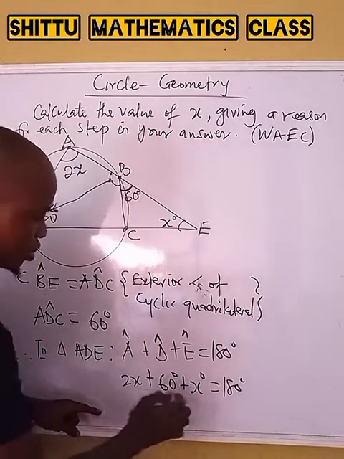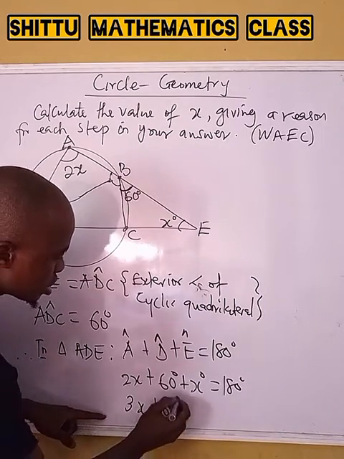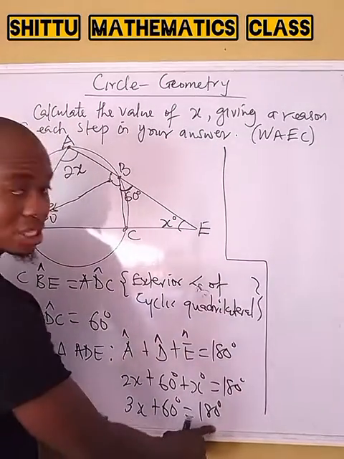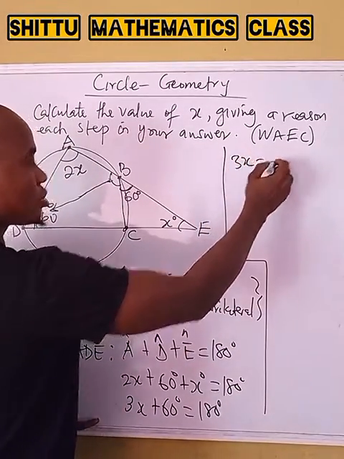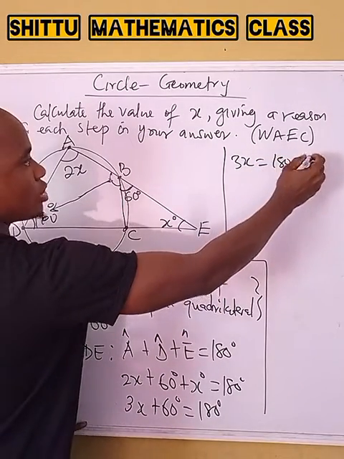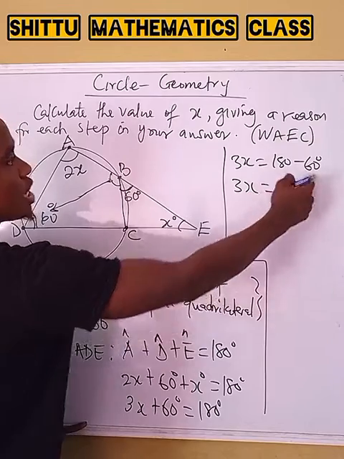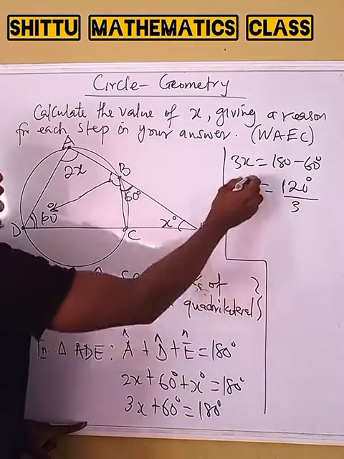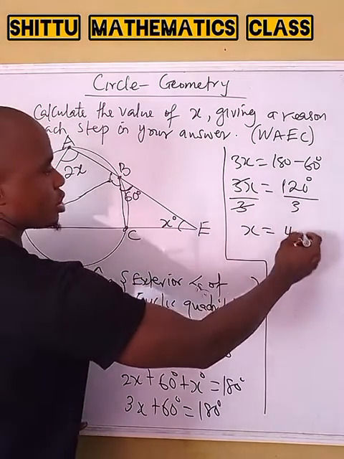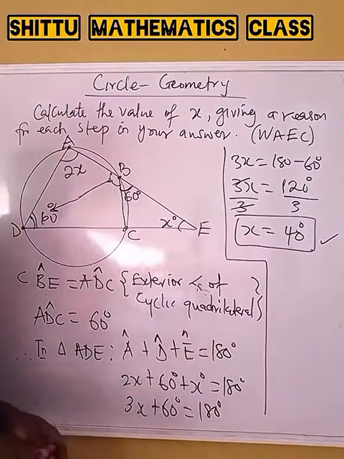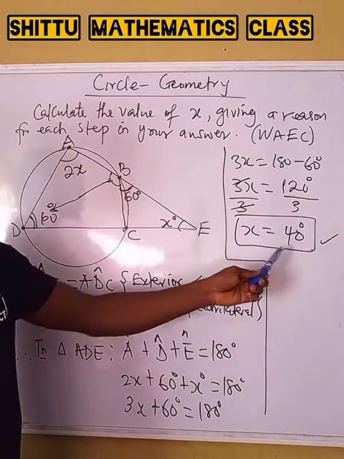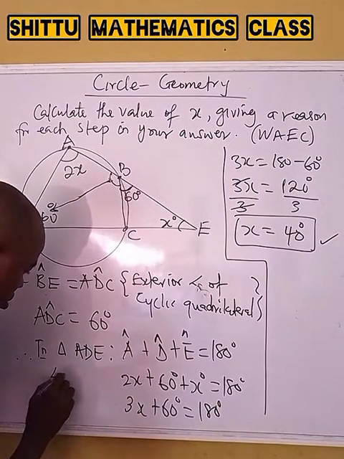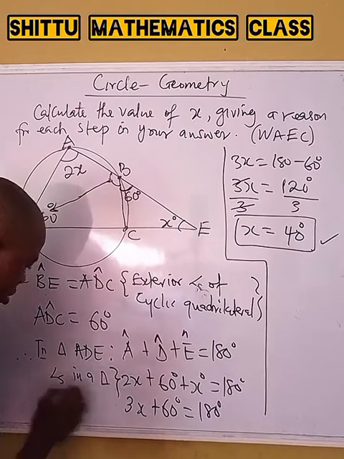Now from here, 2x plus x gives 3x, so 3x plus 60 degrees equals 180 degrees. We send the 60 to this side, so 3x equals 180 minus 60 degrees, which gives 120 degrees. Then divide both sides by 3, and we have x equals 40. So the value of x we are looking for is 40. Here we did not put the reason: the reason is that angles in a triangle sum to 180 degrees.